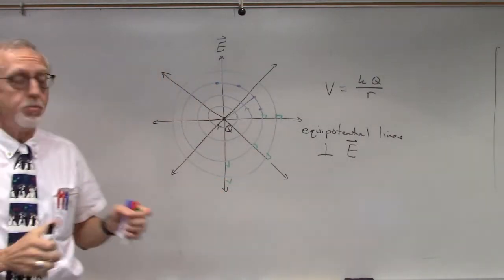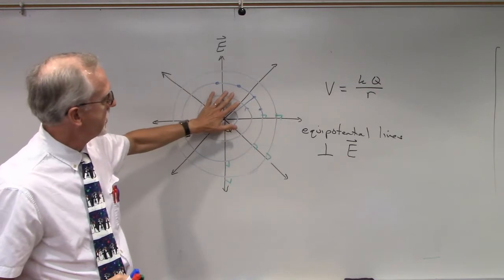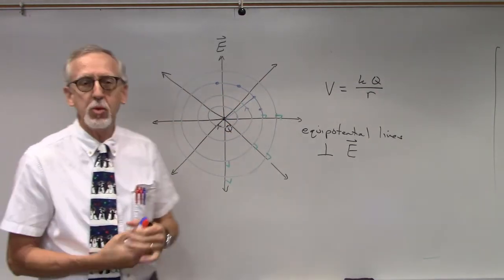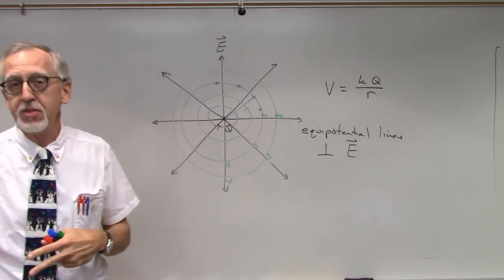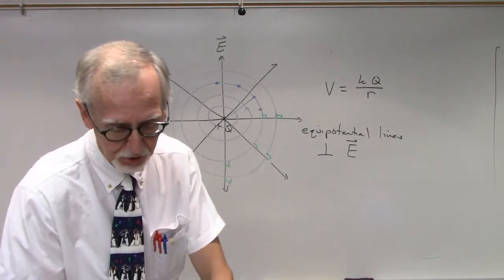Okay, so we kind of verified that with this example. Let's see how we might use this to come up with what the equipotential lines would look like for, say, a different sort of diagram.